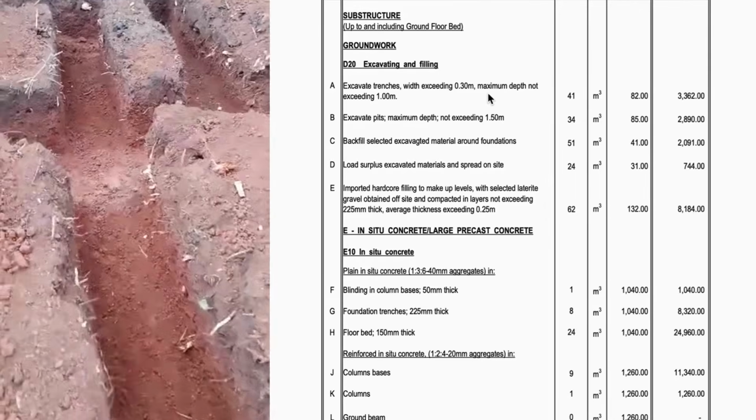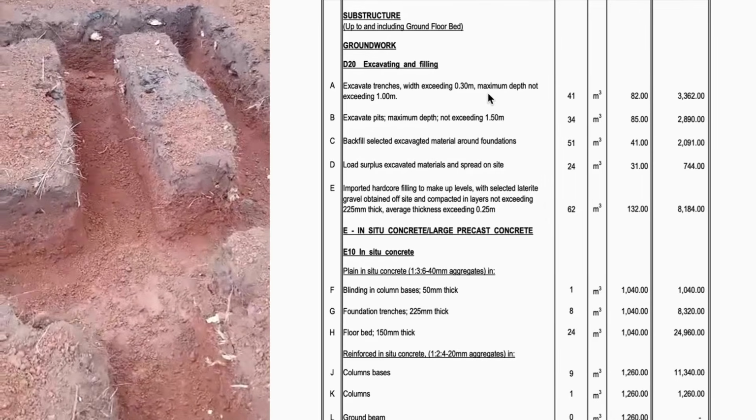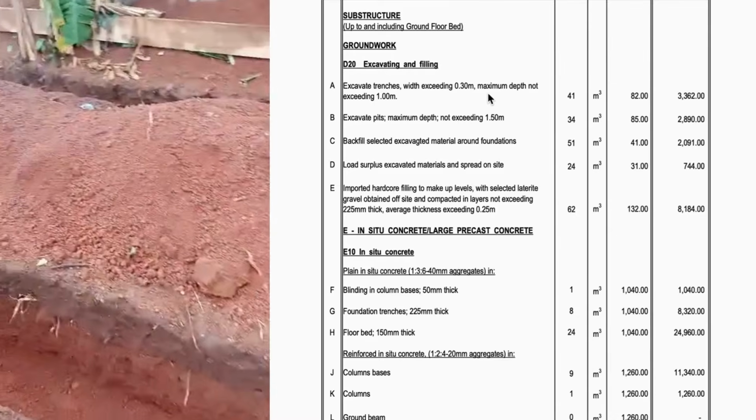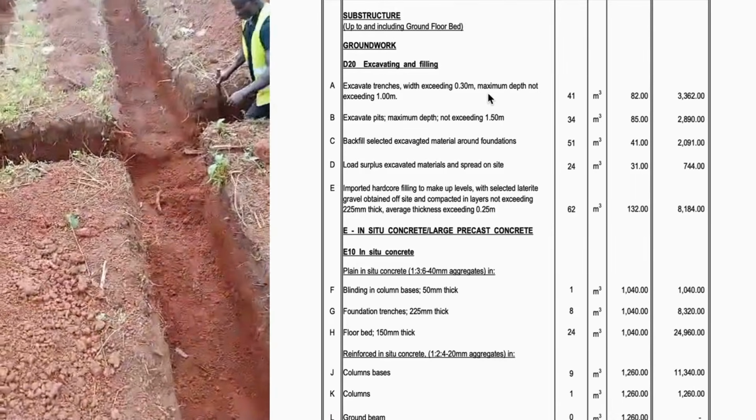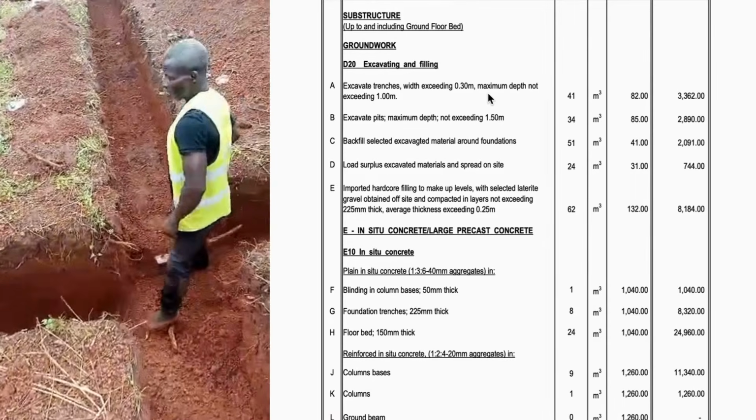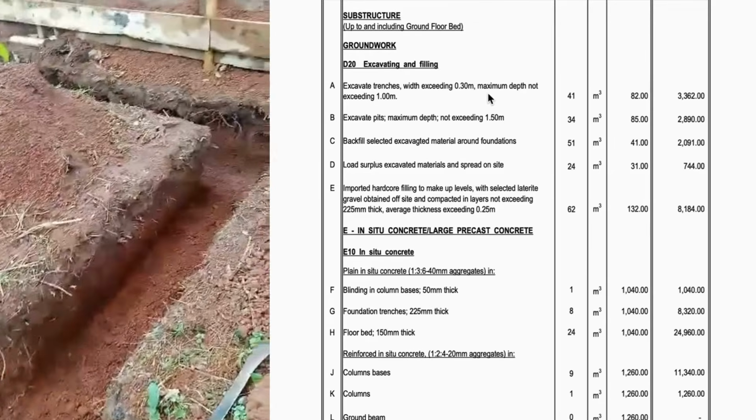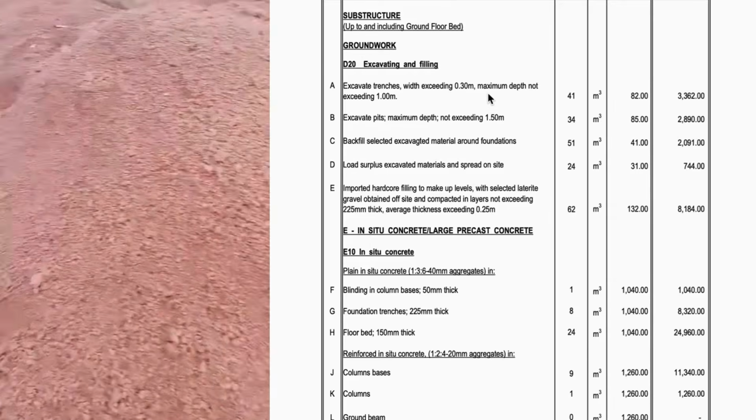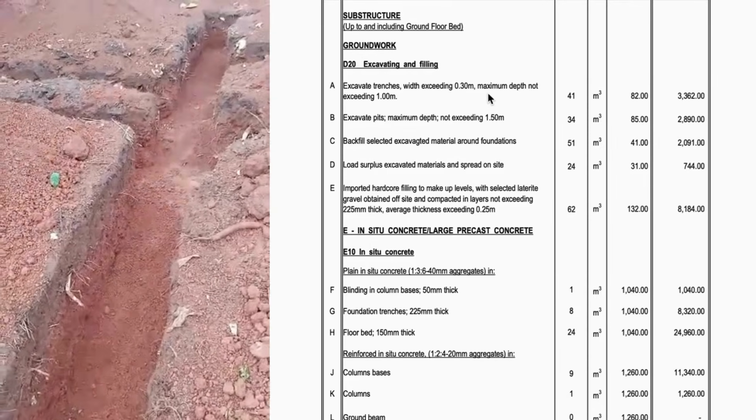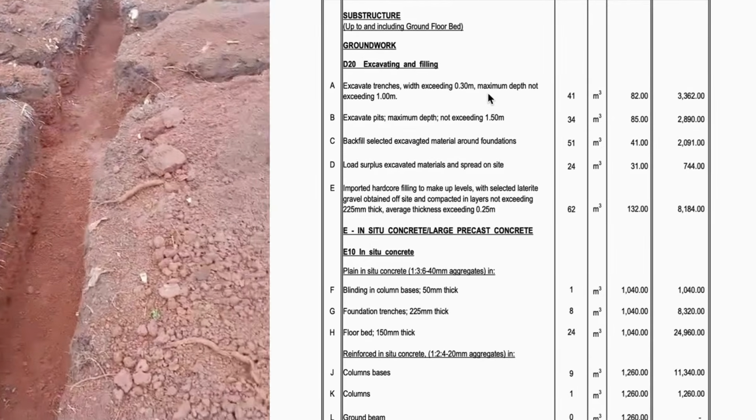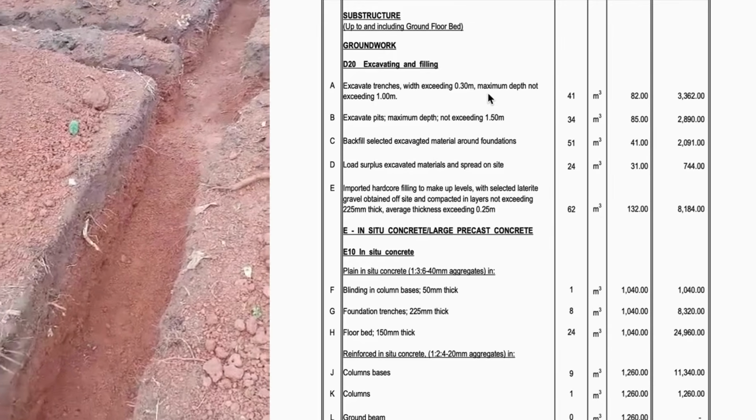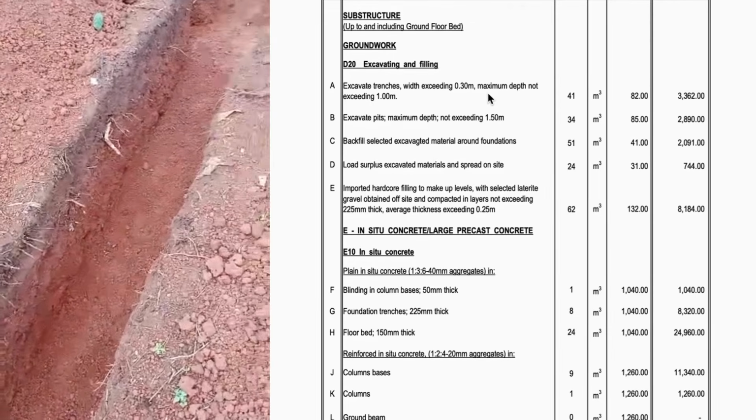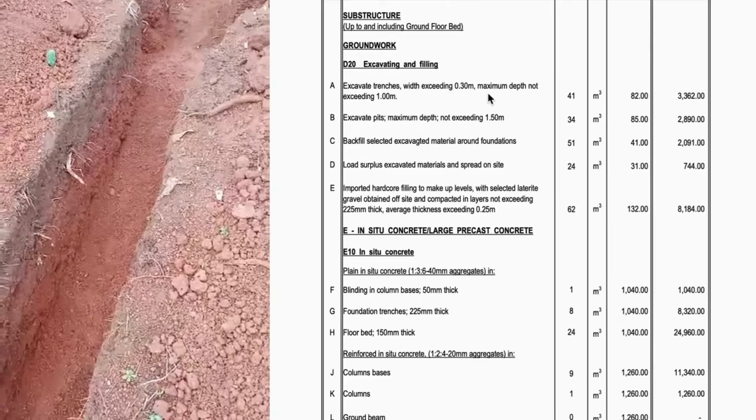And then there would also be excavation of pits, which is digging deeper and wider holes for where the columns would fit. Subsequent to that, there will be backfilling around the foundations, so soil will be pushed back to the open spaces around them. There would be also extra soil from digging, which will be spread evenly on site instead of being wasted, especially if your soil is good.